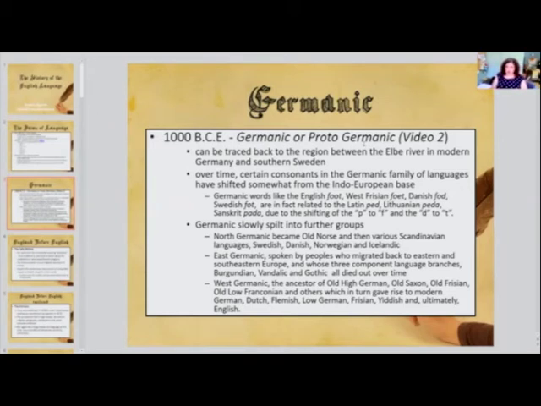And Gothic, by the way, was a language that was spoken through most of Eastern, Central, and Western Europe early into the first millennium. So Gothic was very popular, and it's probably one of the reasons we call things Gothic architecture.